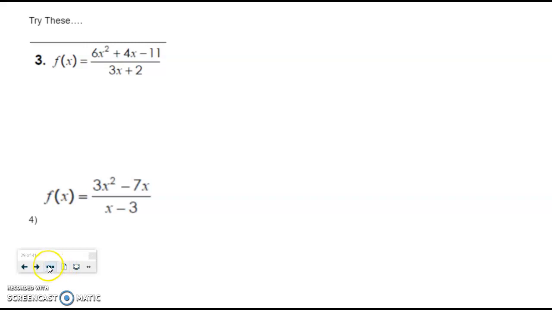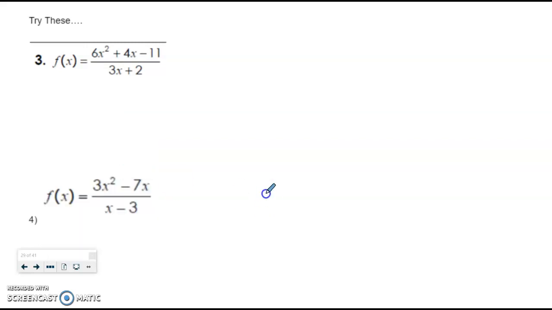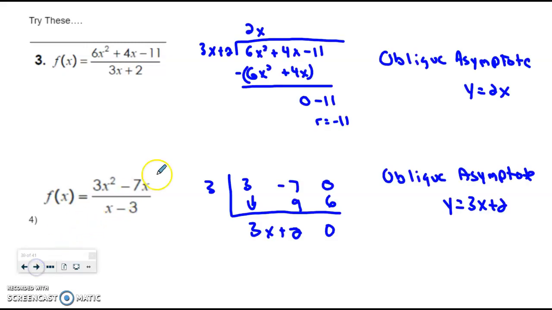Alright guys, so we are going to be looking at the answers to the notes that dealt with oblique asymptotes. In this case, you were looking at 3 and 4 in that section titled oblique asymptotes. In that first one, because I had a leading coefficient of 3, I decided to do long division for this. And what I got is a remainder of negative 11, and then I got 2x to be my oblique asymptote, y equals 2x.